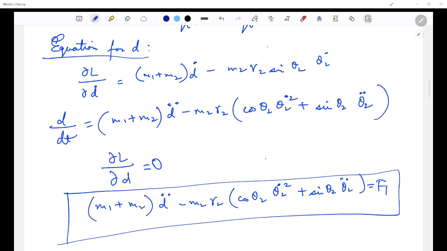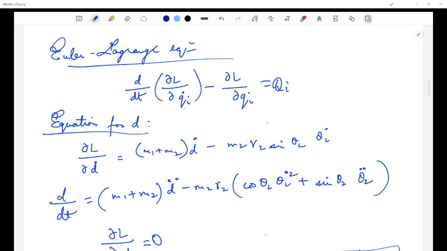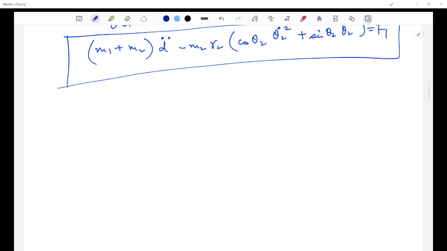So this was the equation that we have derived for d. Now we also need to derive the other, because you see here it is Qi. Qi has d and theta 2, both of them. We did everything for d up until now. We haven't done anything for theta 2. Okay, so we'll do it for theta 2.